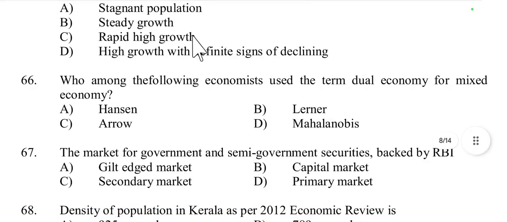Then question number 66. Who among the following economists used the term dual economy for mixed economy? Hansen, Lerner, Arrow or Mahalanobis? The dual economy concept was given by Mahalanobis. PC Mahalanobis in his second five-year plan model described India as having a dual economy with both capitalist and socialist sectors, meaning private sector and government sector, reflecting a mixed economy. So option D is the right answer.